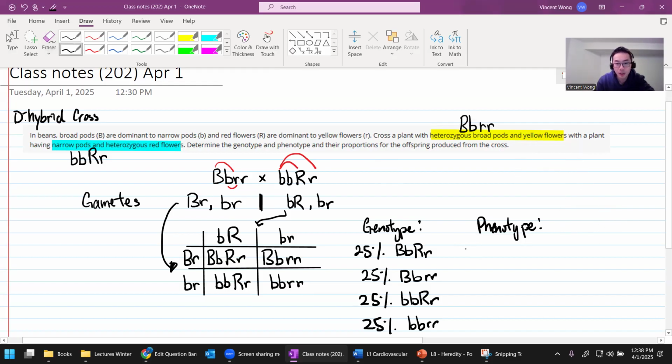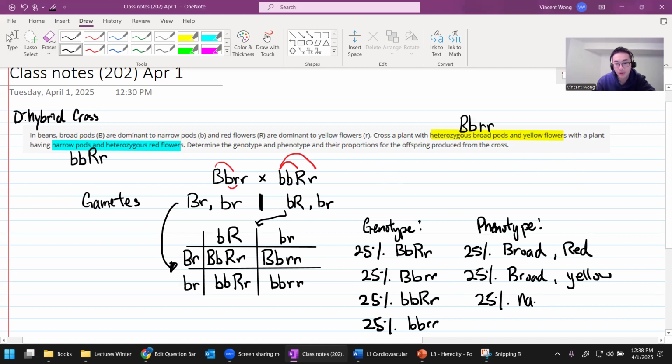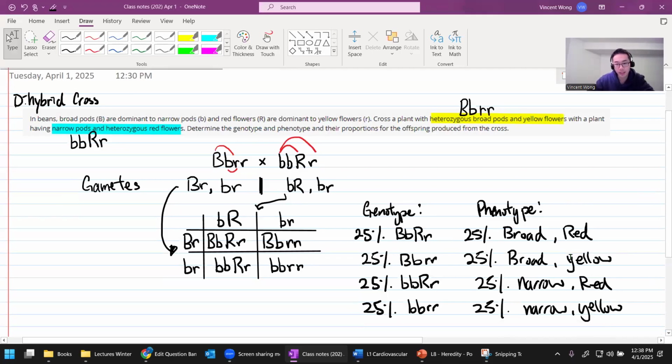Phenotype. The first one, there's a capital B here, so that would be broad and red. And then the second one is broad and yellow. And then narrow, red, and narrow yellow. Okay, I would understand you on the test. You don't have to write "broad odds" or flowers, I would get it. All right, if that's an issue.